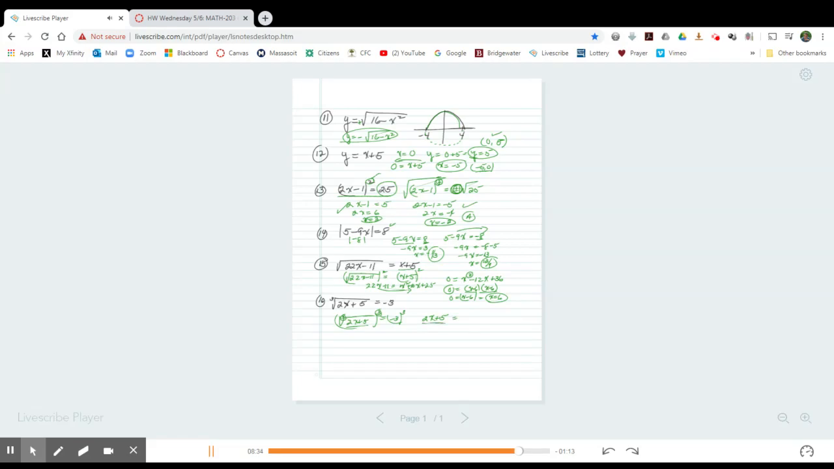Negative 3 cubed is a minus 27. So you have a first degree equation here. I'm going to subtract 5 on both sides, and then divide both sides by 2. And I end up with x is equal to a negative 16, and that's letter C.